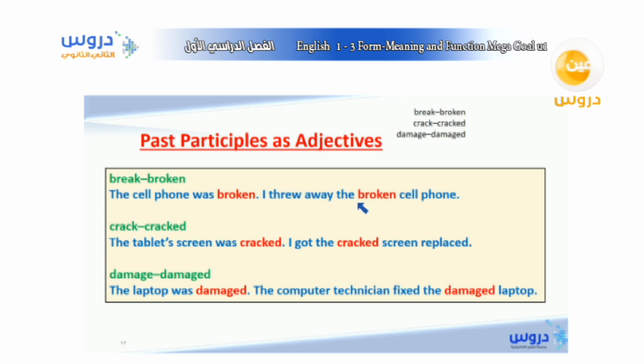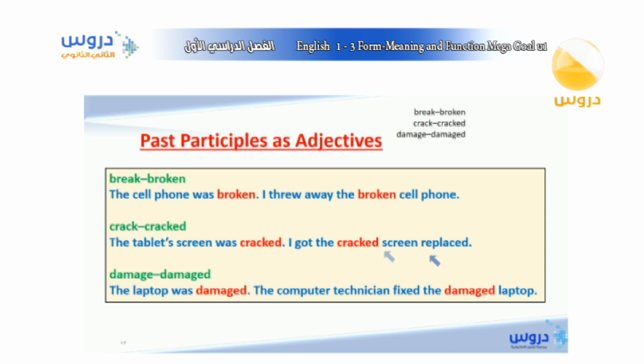Here, in the first example, it is as past participle verb. It was broken by someone. But here, we use it as adjective. I threw away the broken cell phones. We know that adjectives precede the nouns. This is the word broken describes cell phone. I throw away the broken cell phone.